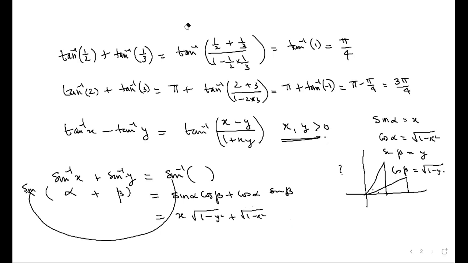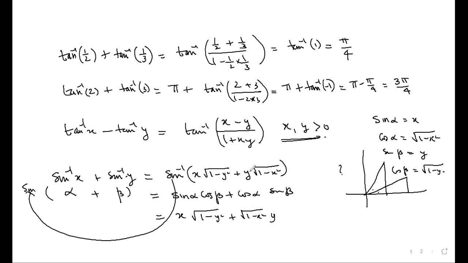So my answer would be: sine inverse x plus sine inverse y equals sine inverse of x root 1 minus y square plus y root 1 minus x square. This you don't have to do as a formula. You can do it by the method which I just now explained to you.